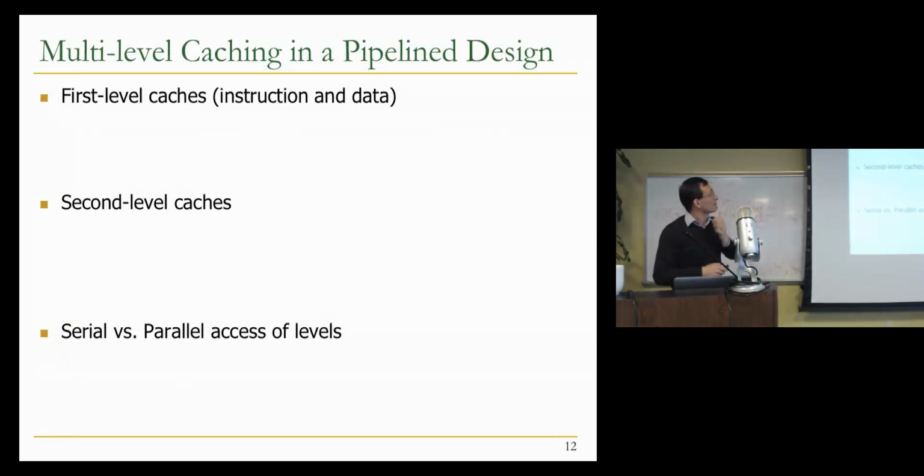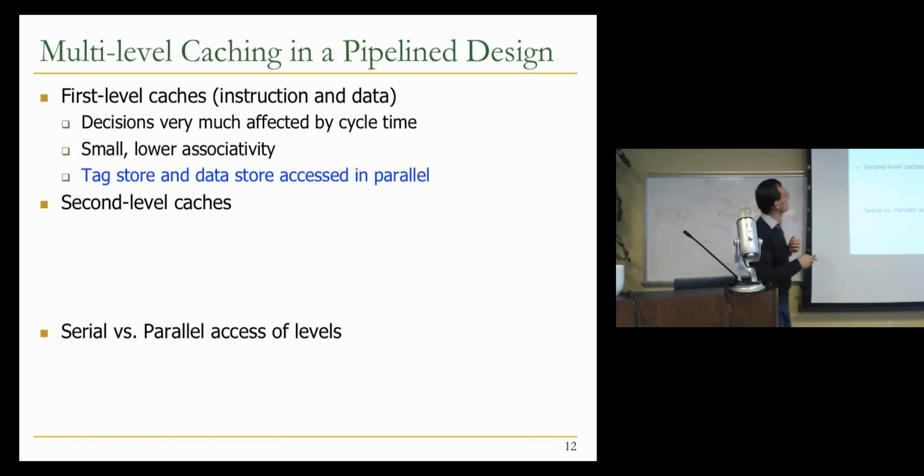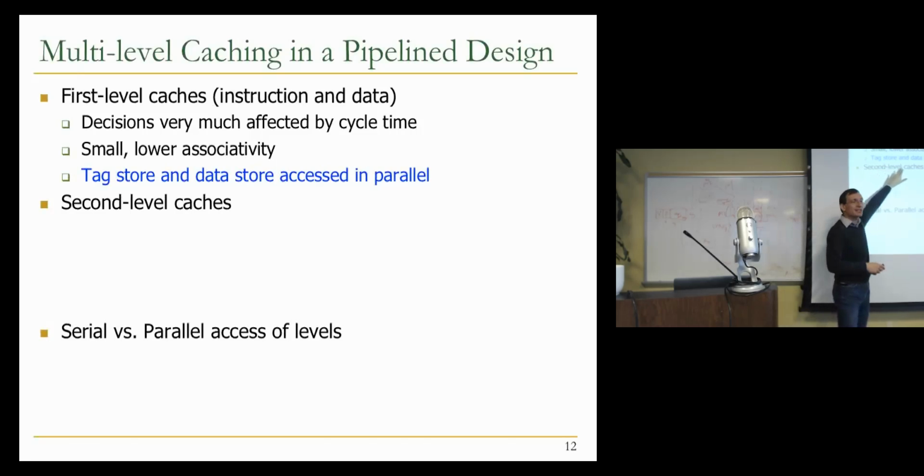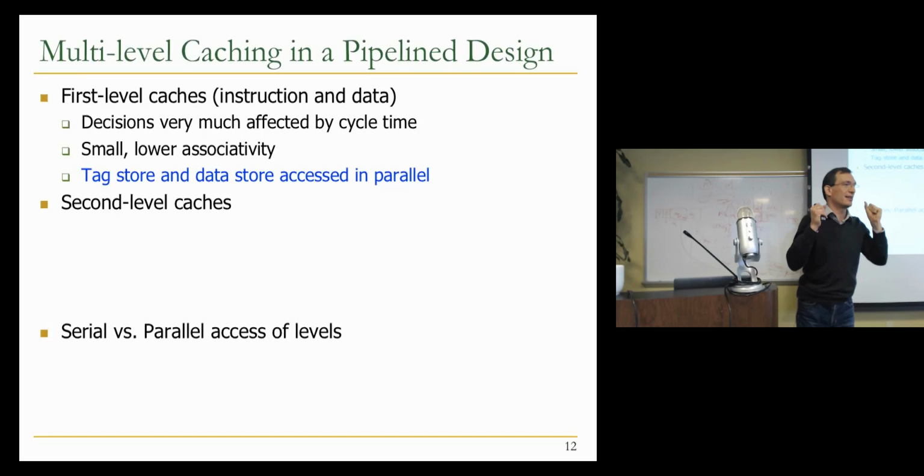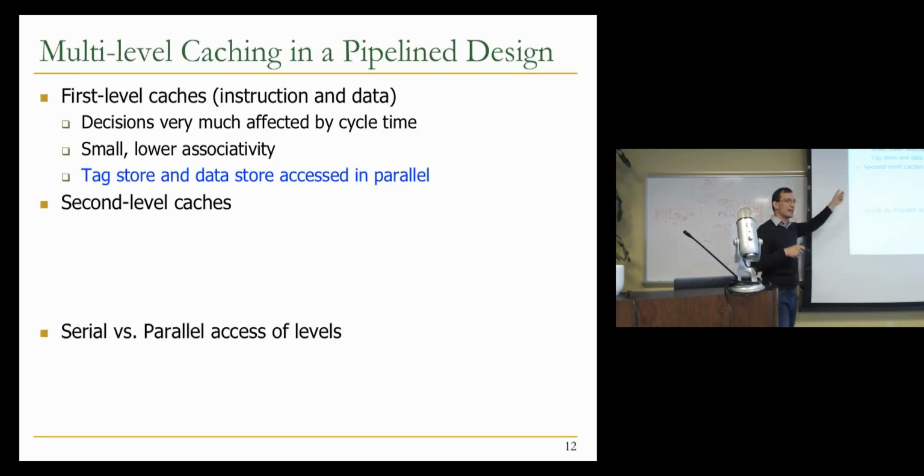Okay, this is what I told you earlier a little bit. For first level caches, both instruction and data, the design decisions are very much affected by the cycle time you want for your processor. Because you usually want a higher frequency and lower cycle time, these are smaller and have lower associativity, because they're very tightly integrated with the pipeline. And the tag store and data store are accessed in parallel so that you can get data quickly. We mentioned that in the last lecture also: serial lookup versus parallel lookup of the tag and data store.